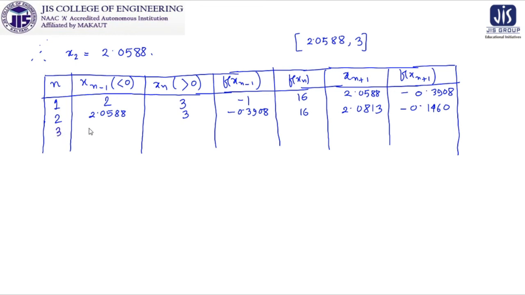I am just trying to ask you one question. Please generate this question in your mind if possible, then it will be better. It is minus 0.1460 and it is 16, and when we are calculating for this one we are getting 2.0862, and the value here we are getting minus 0.0920.